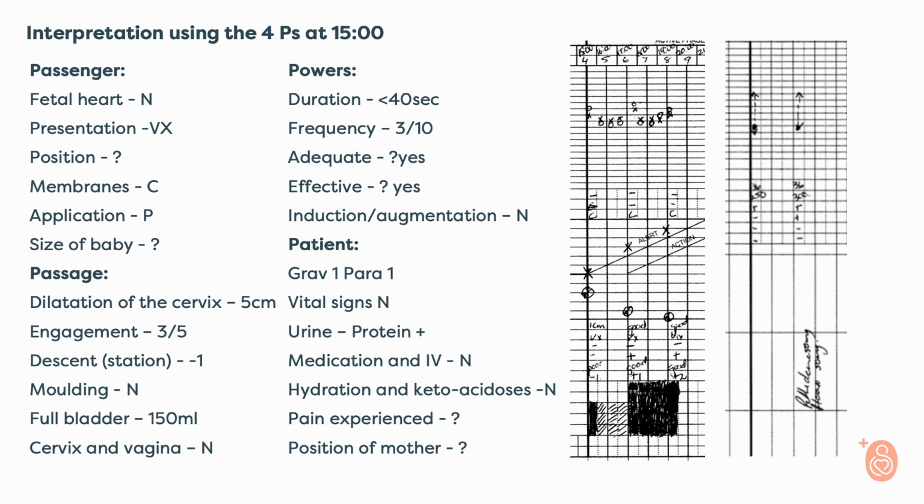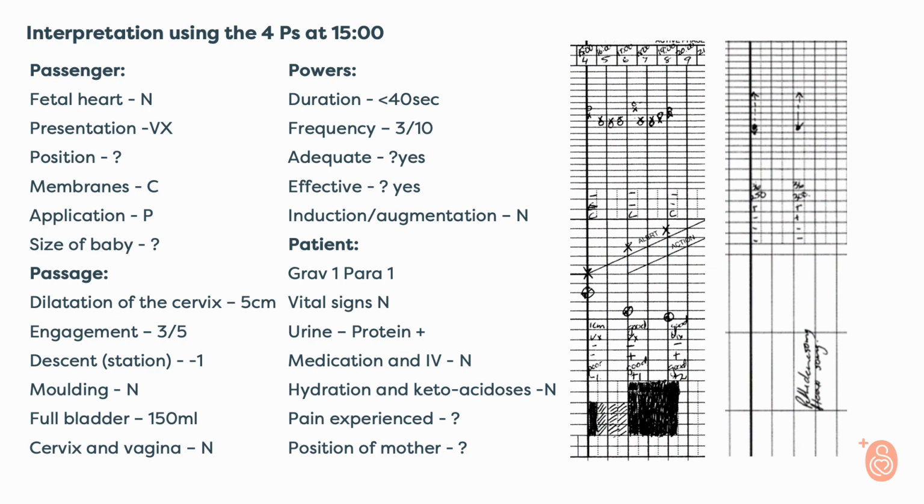So she came from the latent phase, and we now transfer her to the active phase, and we make our cross here on the alert line at 5 centimeters dilatation, because the alert line tells us that this patient will now dilate 1 centimeter per hour further. That's why we put this first cross, our first dilatation, where it crosses the alert line. Say, for example, at 3 o'clock the patient was 7 centimeters dilated, which would be here.